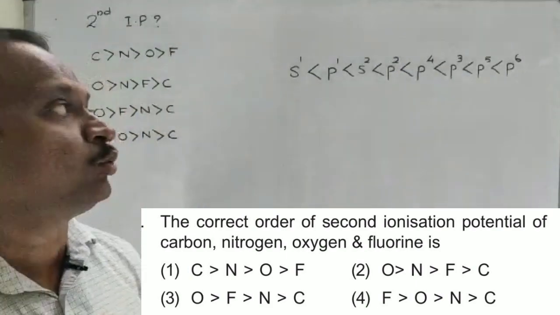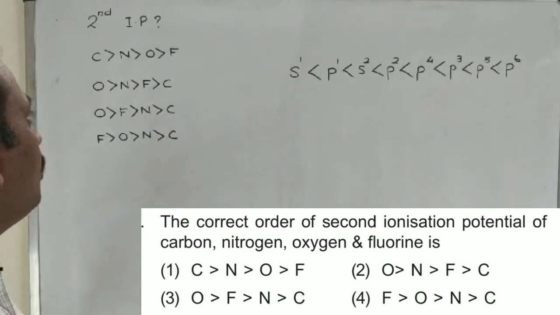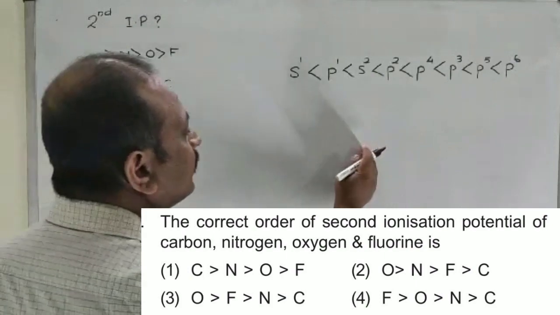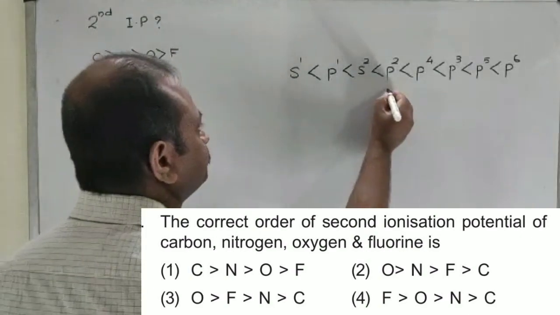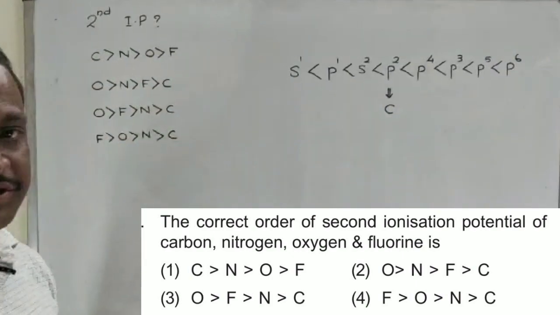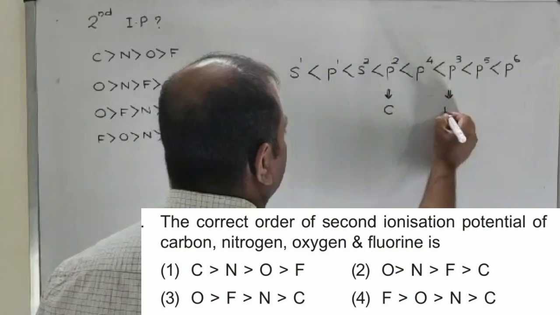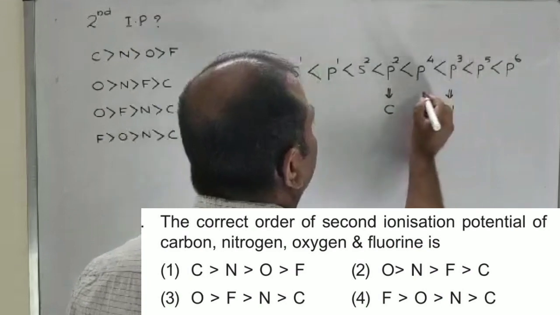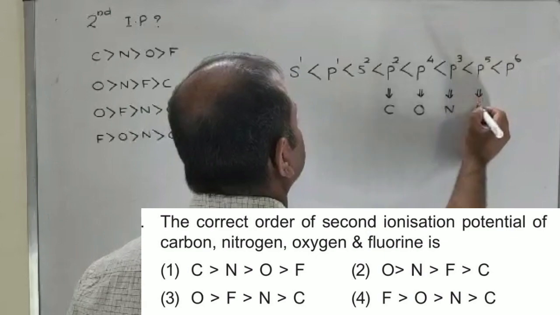So in that way, let us see what is the configuration of all these atoms. We have carbon, nitrogen, oxygen, fluorine. Carbon configuration is P2. And next, nitrogen, it's P3. Oxygen here, P4. Next, here we have fluorine.